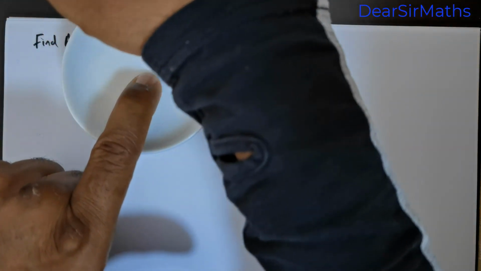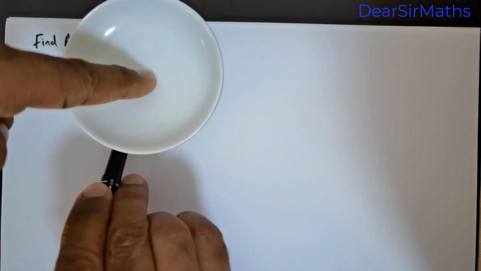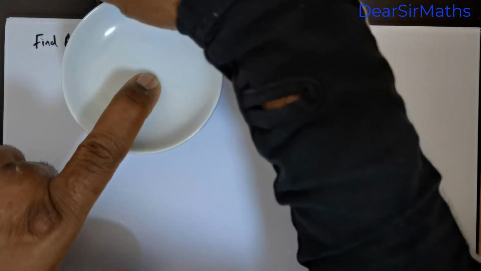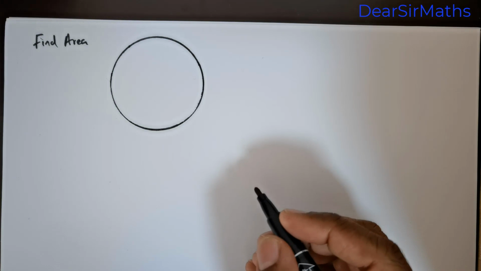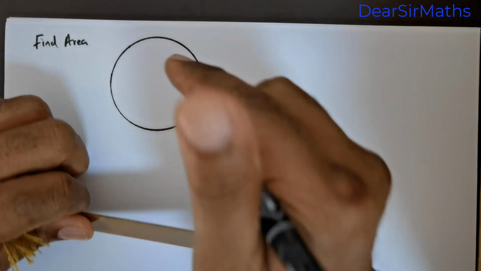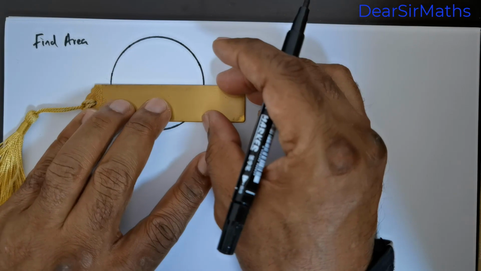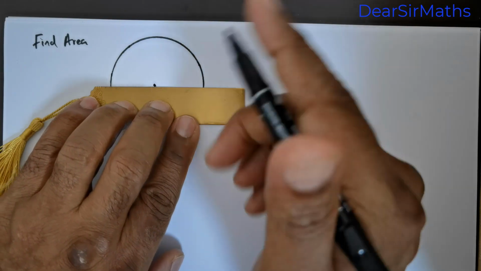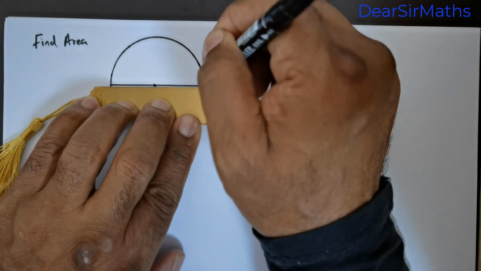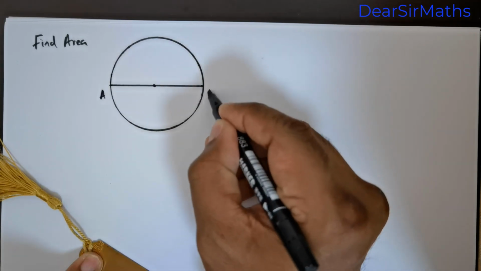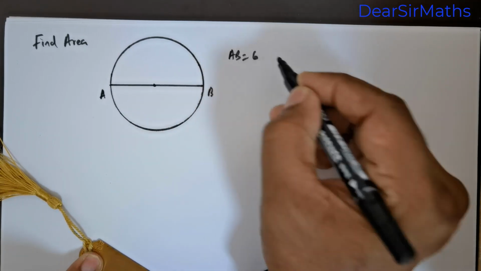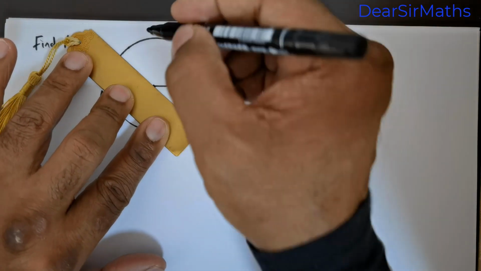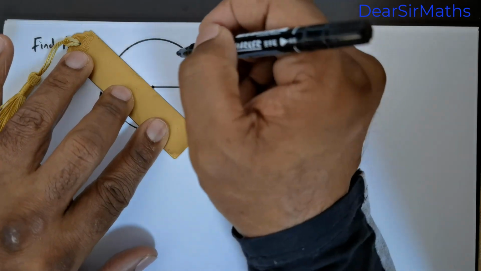Foremost, let me draw the figure. So we got a circle, and in the circle we've been given the diameter. The diameter is given. So let me take the diameter as AB. AB is 6 units. And then we've been given this information also.